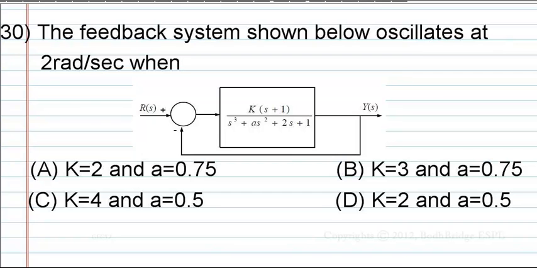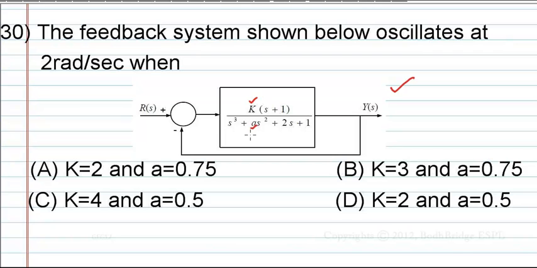Given the feedback system shown below oscillates at 2 radian per second. The options given are: k equal to 2 and a equal to 0.75, k equal to 3 and a equal to 0.75, k equal to 4 and a equal to 0.5, k equal to 2 and a equal to 0.5. He has given a control system and he is asking for what values of k and a.